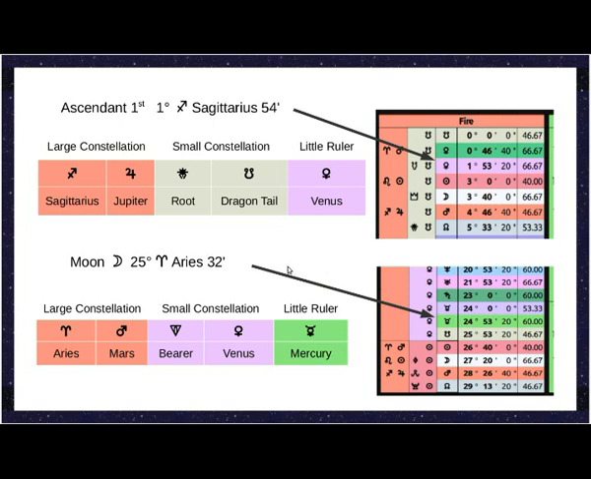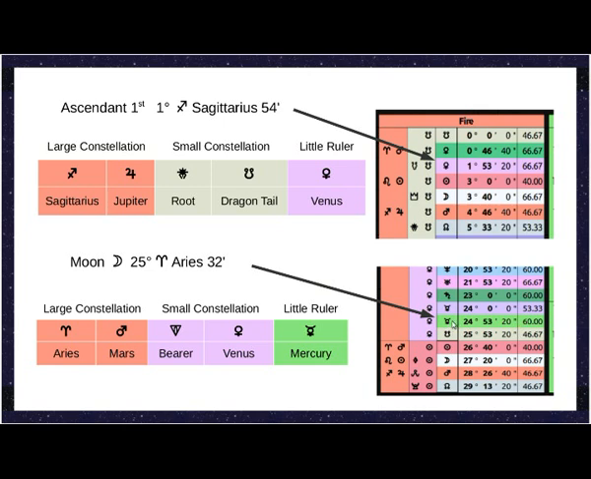Let's go on to the moon. Her moon is at 25 degrees of Aries, 32 minutes. Aries is also a fire sign, so we're going to look in the same column, the same box that's labeled fire, but we need to look a little further down, and we see that 25 degrees 32 minutes falls within, in between 24 degrees 53 minutes 20 seconds and 25 degrees 53 minutes 20 seconds. So it falls within this green box here.